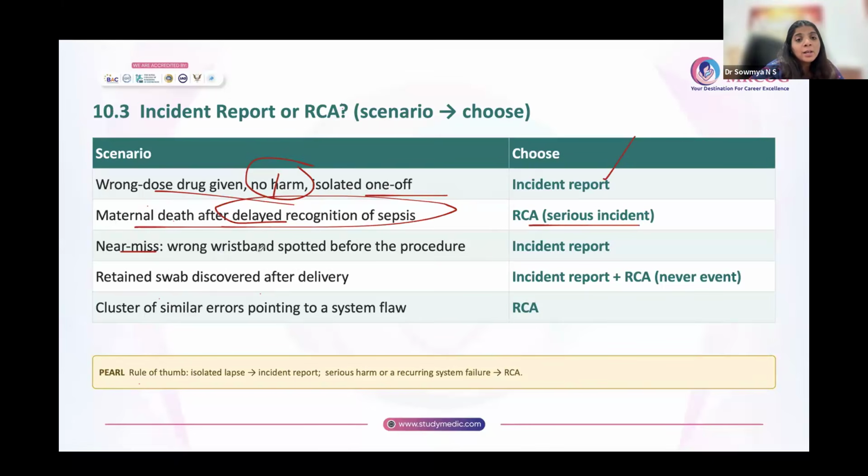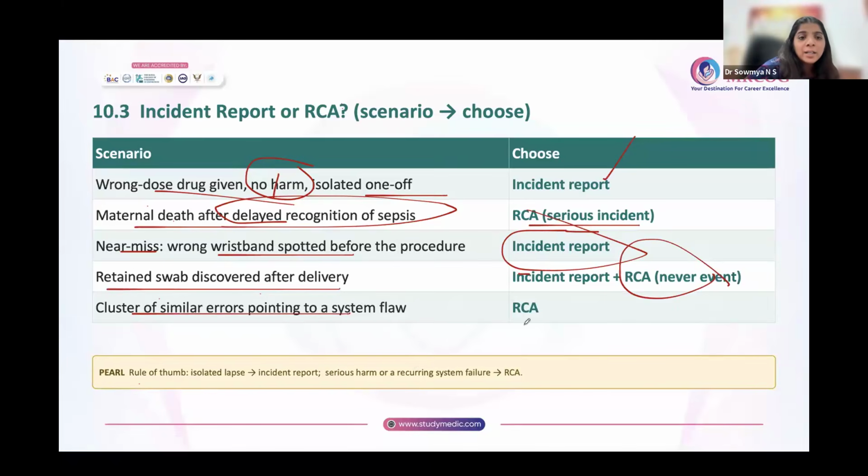Near miss, wrong wristband spotted before the procedure, which I mentioned before: like a wrong patient, you're going to do a tubectomy, sterilization, but it was the wrong patient. But the scrub nurse said, no, this is not the patient. So that's a near miss. You're still going to do an incident report. Retained swab discovered after delivery: obviously, you would have done an incident report, and it goes to RCA, because it is a never event, which should never happen.